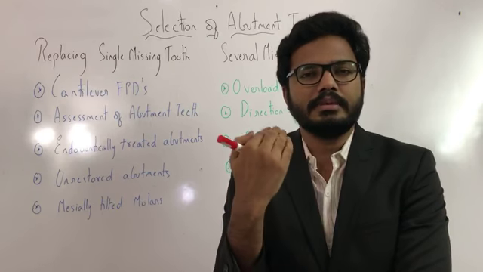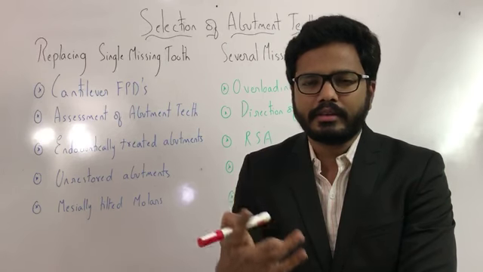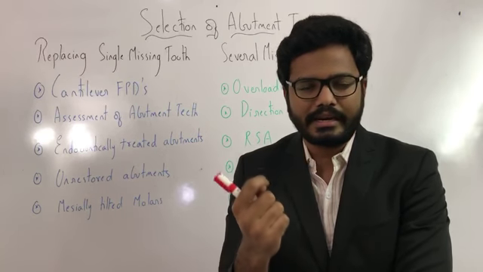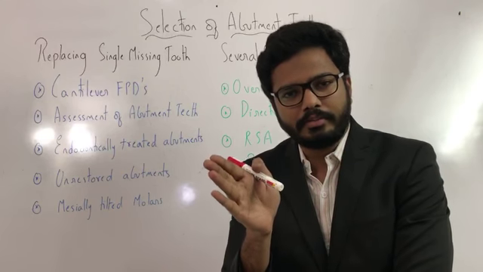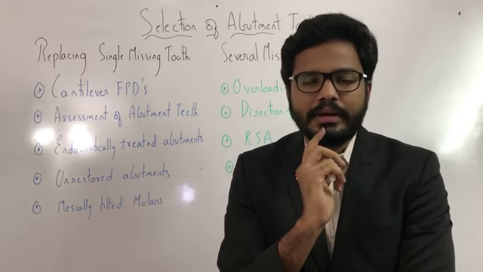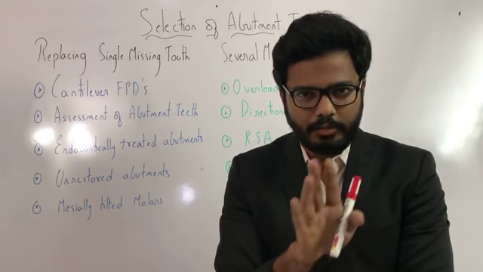If at all there is a missing maxillary or mandibular canine, owing to the large surface area and the forces they take up because of their strategic position in the oral cavity, we take the support from 1 distal abutment tooth and 2 mesial abutment teeth, which include a lateral as well as a central incisor. I hope it's clear, right?